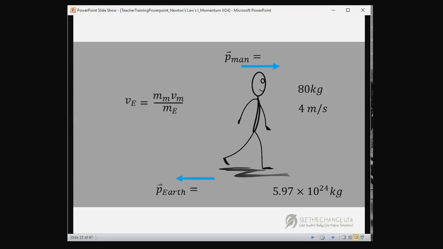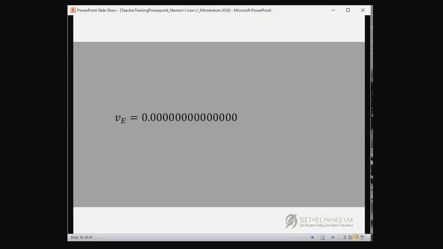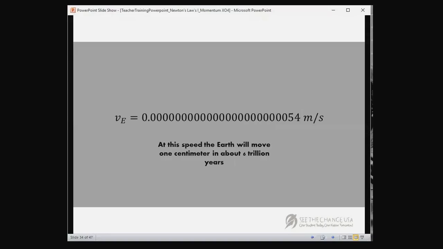And the mass of the Earth is given by 5.97 times 10 to the 24 kilograms. So if we were to plug these three numbers into this expression right here, we will calculate the velocity of the Earth to be this incredibly tiny number. To get an idea of how slow this is, at this speed, the Earth will move 1 centimeter in about 6 trillion years.